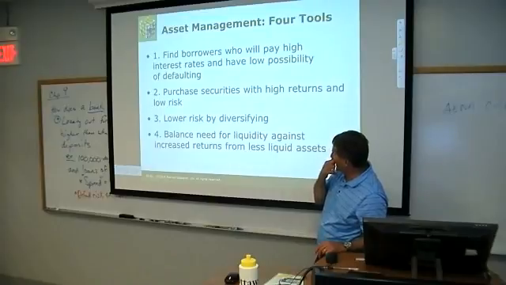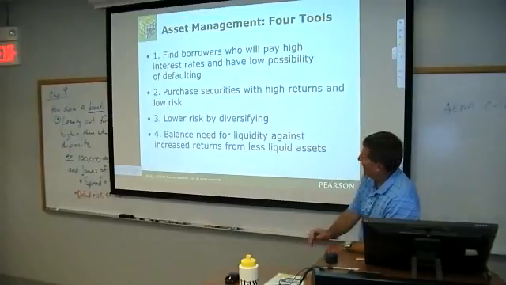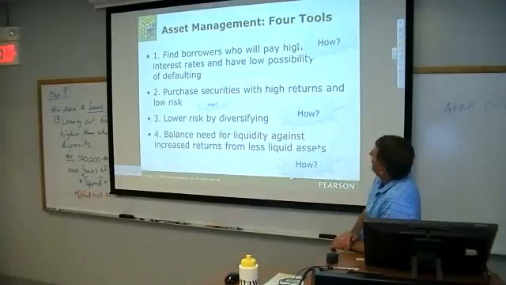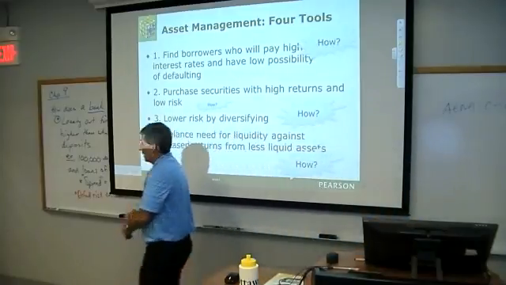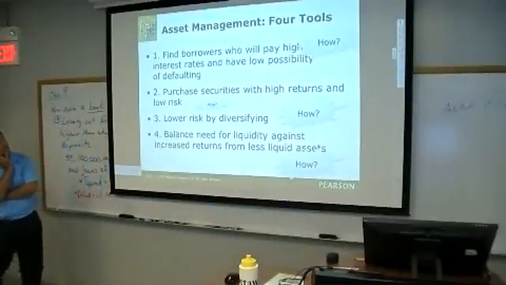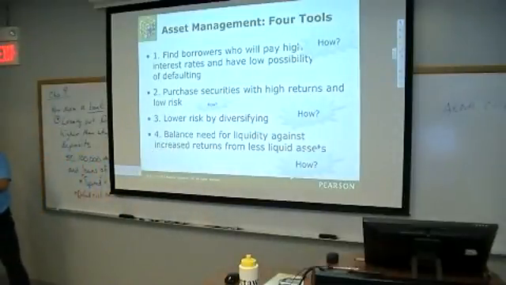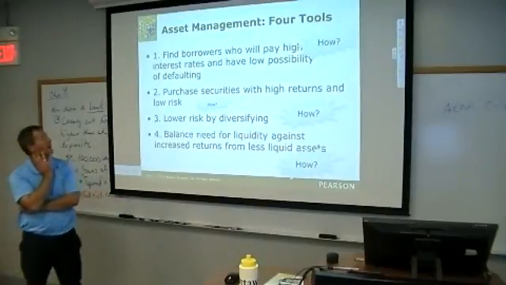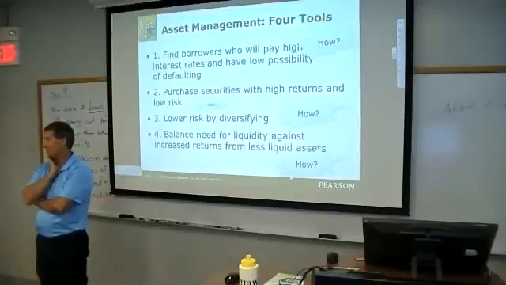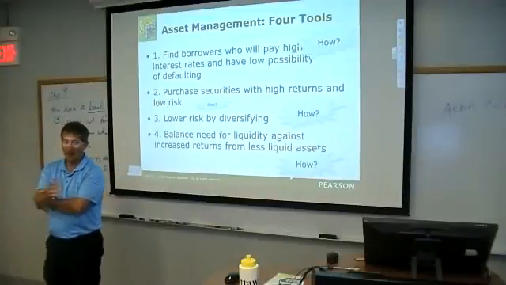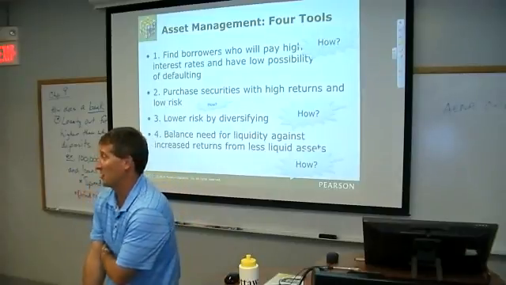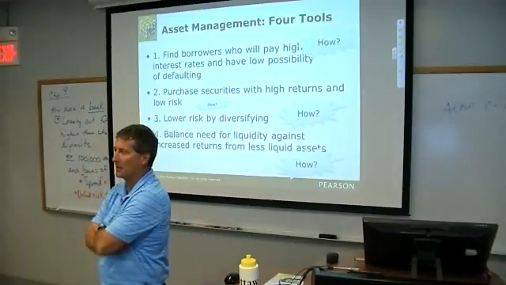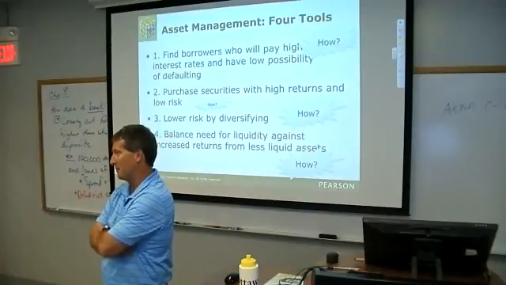Balance the need for liquidity against the increased returns from less liquid assets. So, number one, how can we do it? Sounds easy. Find borrowers who will pay high interest rates and have little possibility of defaulting. Okay, so we might have something with new credit scores. So we might use credit scoring as a tool to help us farm for people. What else do we do?